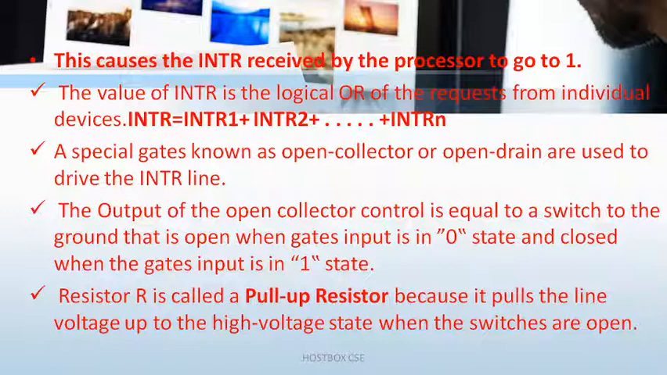This always causes the INTR received by the processor to go to 1, and the value of INTR is the logical OR of the requests from individual devices. For example, you can say INTR is equal to INTR1 plus INTR2, and so on. Then special gates known as open collector or open drain are used to drive the INTR line. In the diagram, the output of the open collector is equal to a switch to ground that is open when the gate's input is in 0 state and closed when the gate's input is in 1 state. Also, the resistor R is called a pull-up resistor.